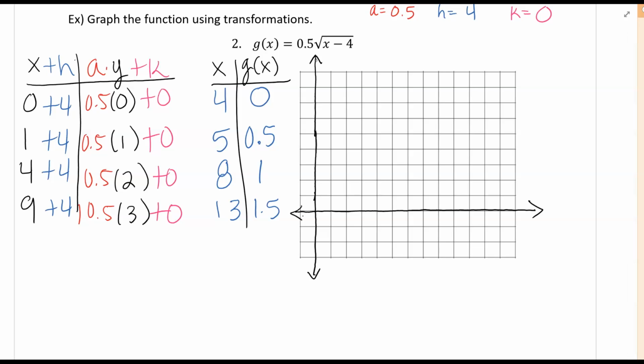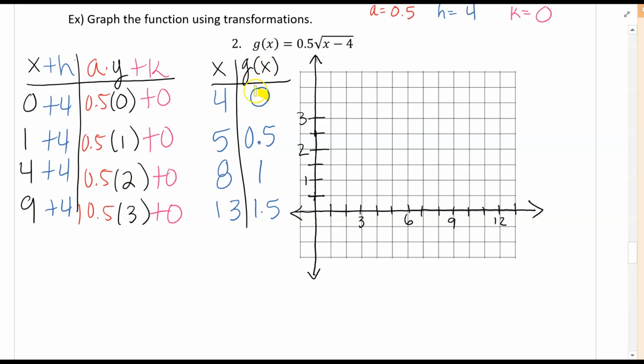Don't forget, you have to tell me your scale on your graph. So 1, 2, 3, 4, 5, 6, then 7, 8, 9, 10, 11, and 12, which means my last one there is 13. And then for the Y-axis, I'm going to go by 0.5. So 0.5, then 1, then 1.5, then 2, 2.5, and 3. Okay? So let's go graph that.